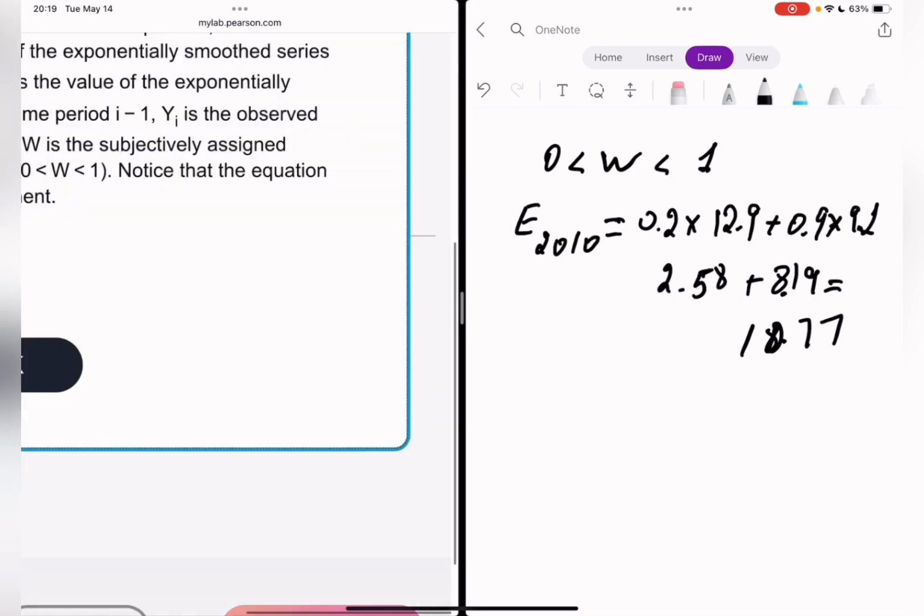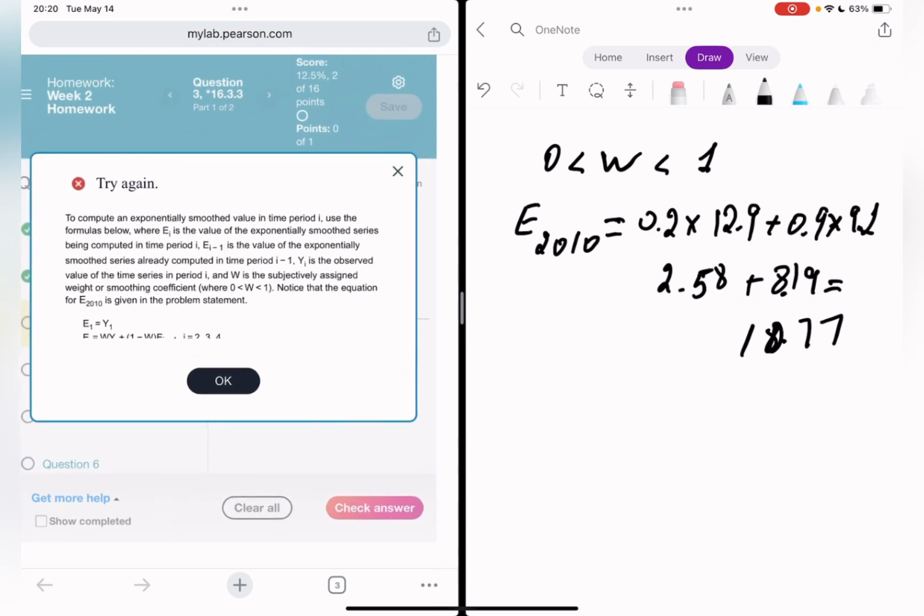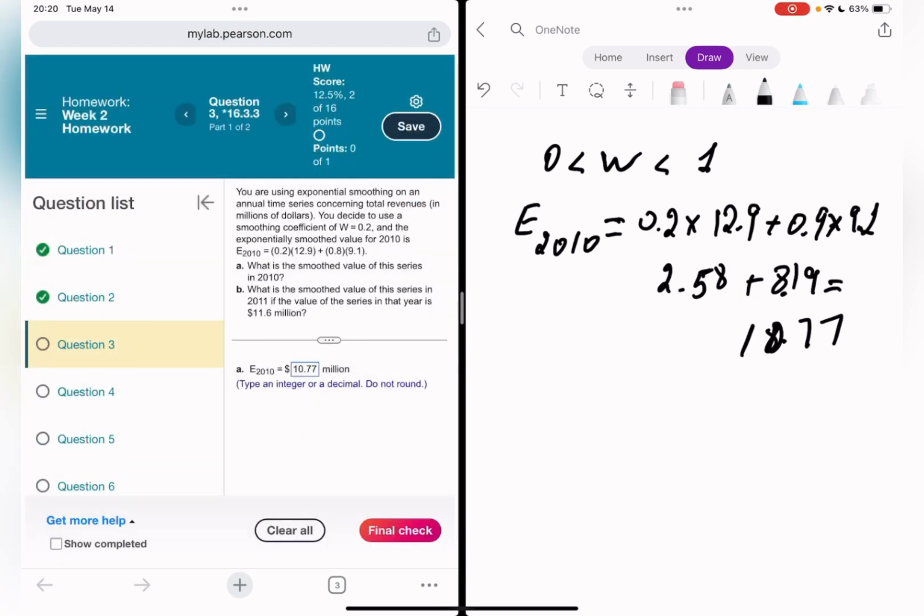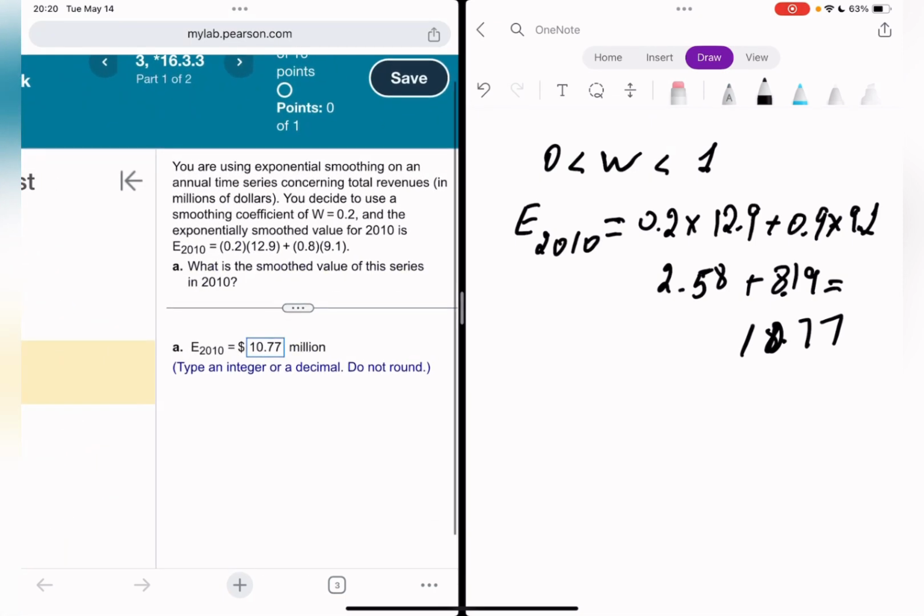9.77. Let's check. Still says wrong. What's wrong with it? Let me do the other part. 0.8. I'm doing a lot of mistakes today. Plus 0.8 times 9.1.